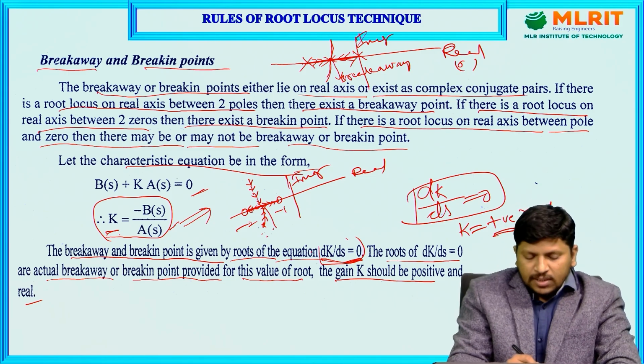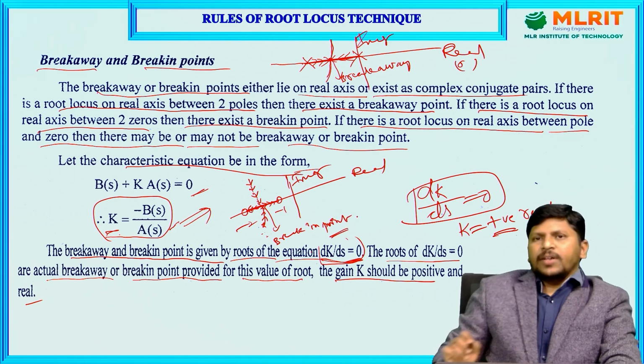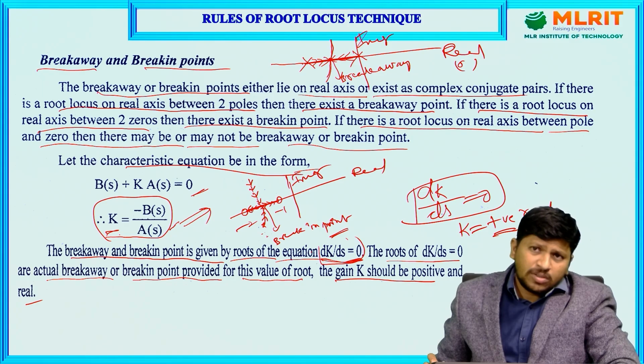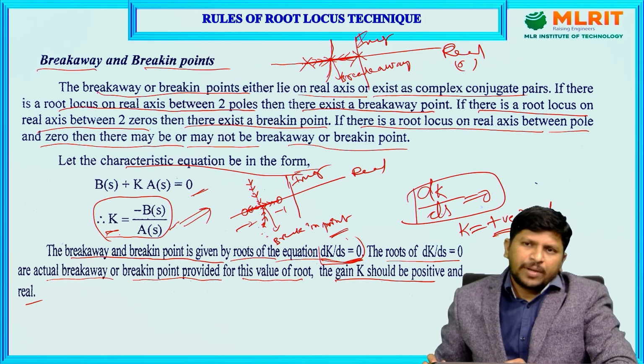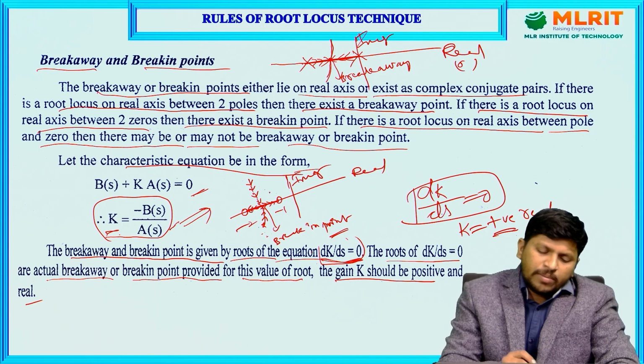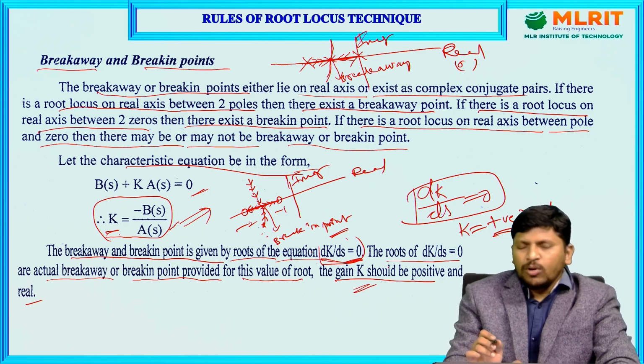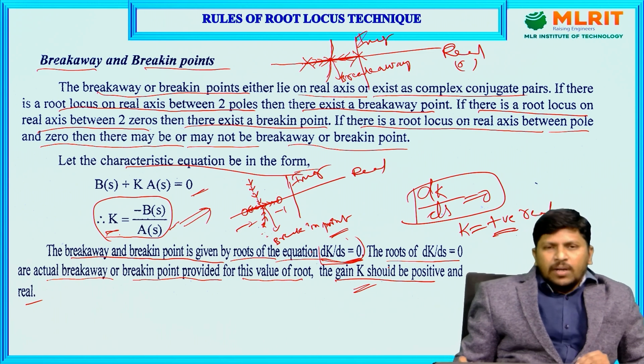This point is nothing but the break in point, break in point. Understood how to represent breakaway and break in point? So here always the breakaway and break in points, the K value must be a positive real number.